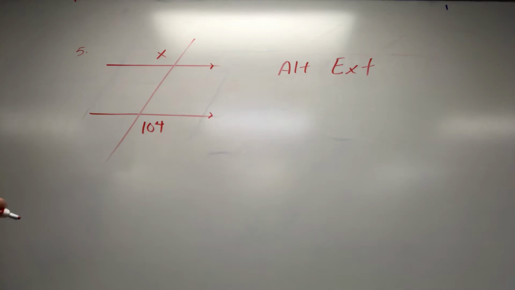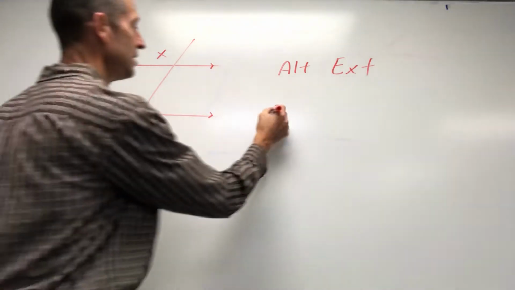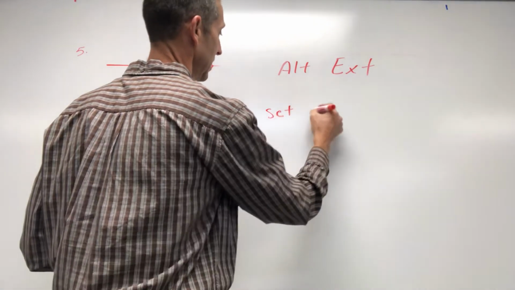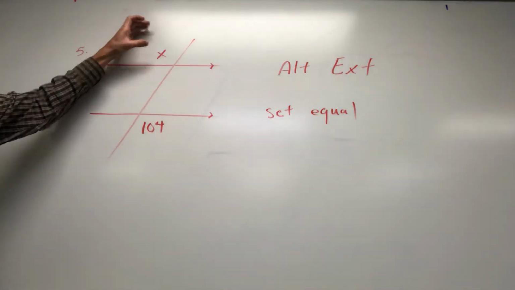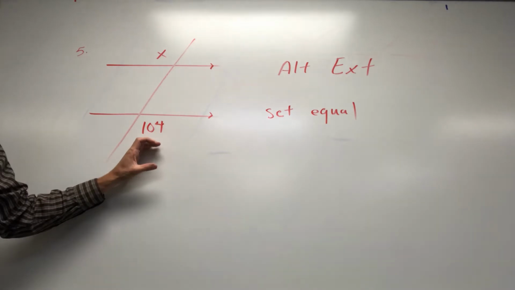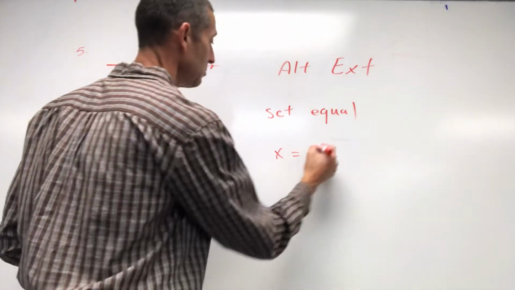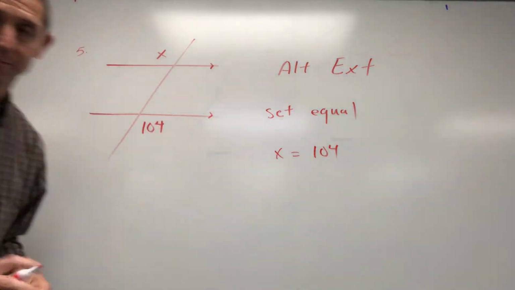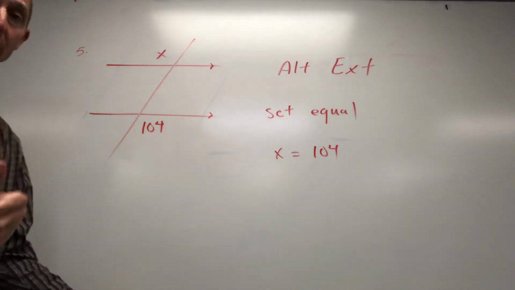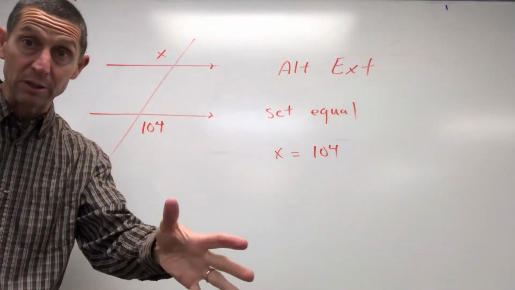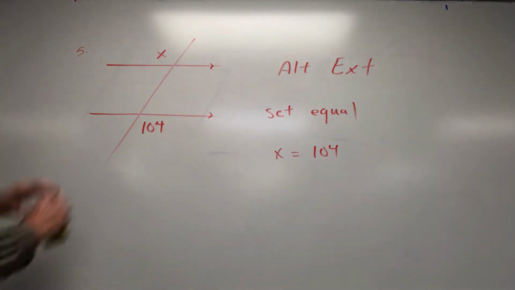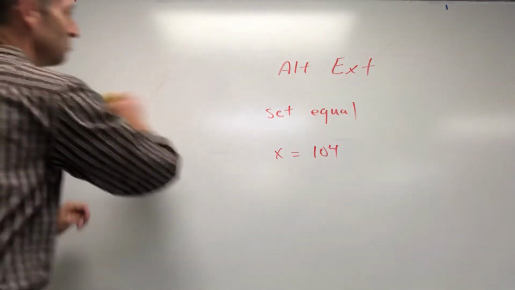So with alternating exterior, these also are set equal to each other. So if you have an angle up here, the alternating exterior angle down there, you can set them equal to each other. Now, corresponding, equal to each other. Alternating interior, alternating exterior, equal to each other. The one that is not is whenever you have the consecutives. All right, let's do that.